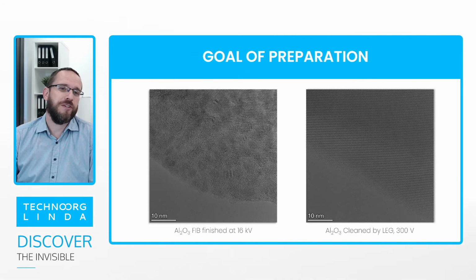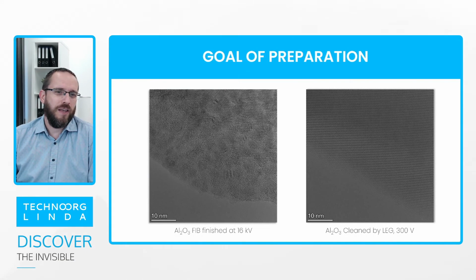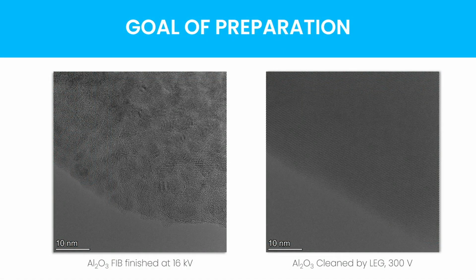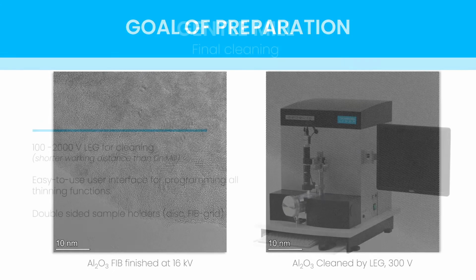This is a piece of aluminium oxide. The image on the left is a raw FIB cut lamella finished at 16 kilovolts, and you see that there is some lattice in it, but you're not really able to evaluate it. It's dirty. It contains a lot of amorphous artifact. So this is not what we want. The right image shows the same sample cleaned with 300 volt argon ions, and you see it's a crystal clear image. Really, I will talk about this a bit later.